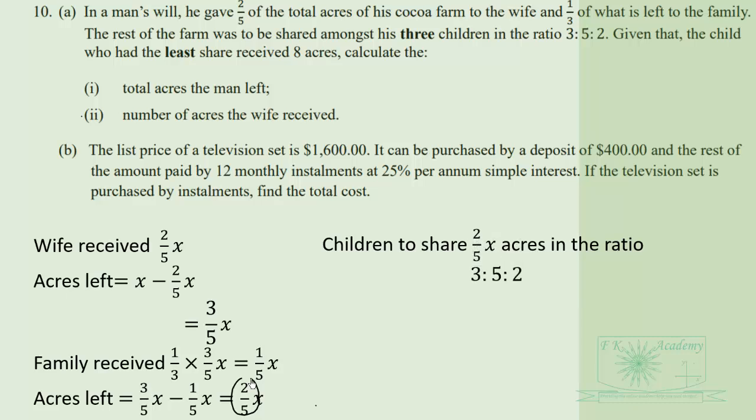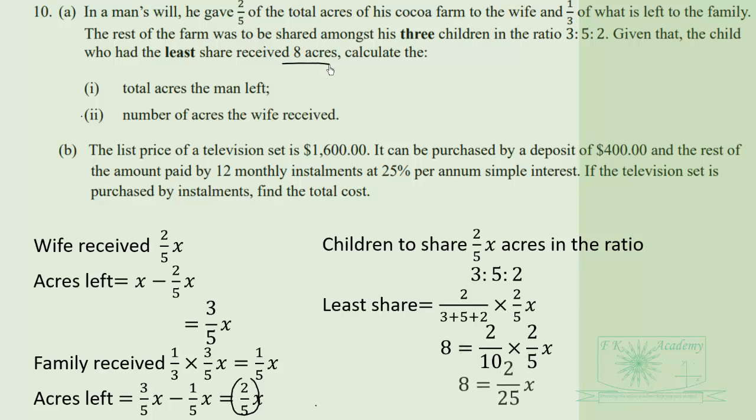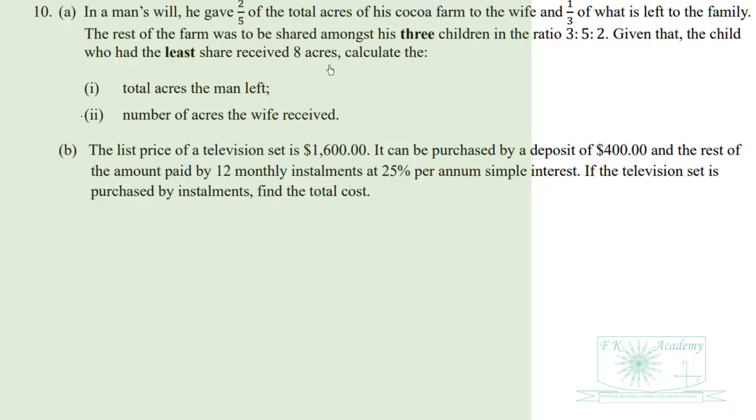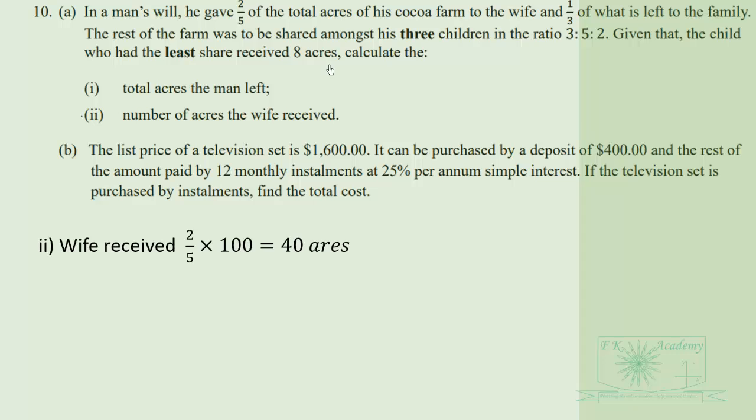In what ratio? 3:5:2. So the least share will be equal to 2 over total ratio times 2/5 of x, and that is equivalent to 8 acres. So we now solve this equation for x to get x to be equal to 100 acres. So the man left 100 acres of land. Then, we have to find the number of acres the wife received. So the wife received 2/5 of 100 acres, which is 40 acres.